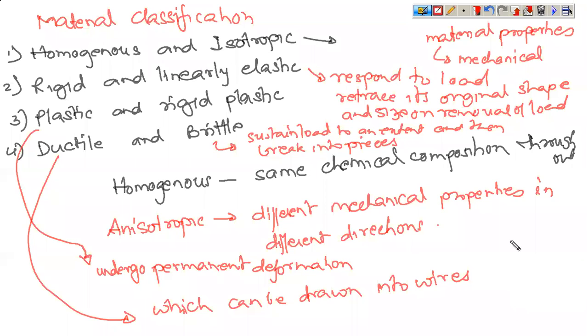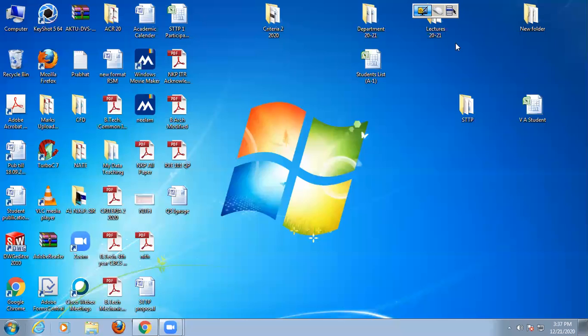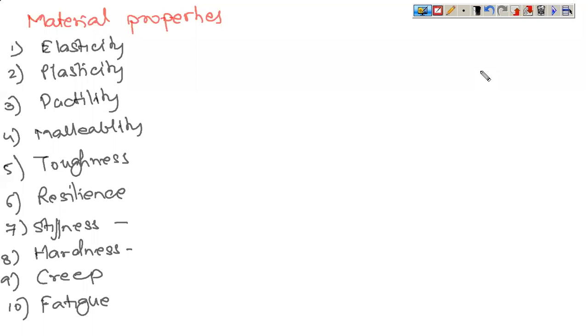Okay, so these are four basic material classifications, how we try to understand and classify or put materials into specific categories. So let us try to understand these 10 mechanical properties. The first one is elasticity. Elasticity is the ability of the material to undergo temporary deformation, like you have rubber bands, etc.